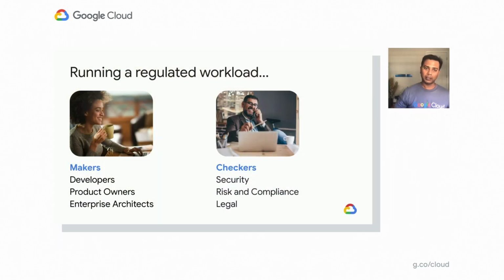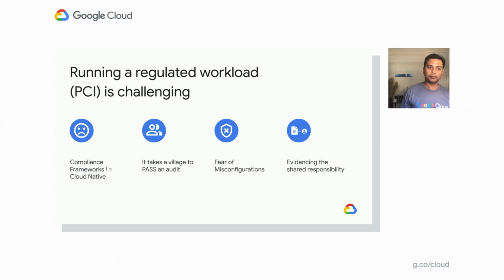So, when we talk about running regulated workloads, it can get quite complex, especially because there are multiple stakeholders involved. On one side, you have the makers, that's the developers, the product owners, and the enterprise architects. And on the other side, you have the checkers, which are the security teams, risk and compliance team, and the legal teams as well. So, because of these complexities, regulated workloads are the slowest ones to move to the cloud or even to modernize. So, in this talk, we're going to be exploring how to modernize these workloads and at the same time meet the compliance requirements either natively on Google Cloud or if you want to run them on prem using Anthos.